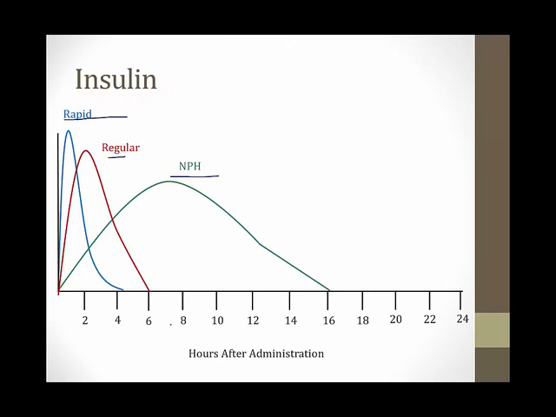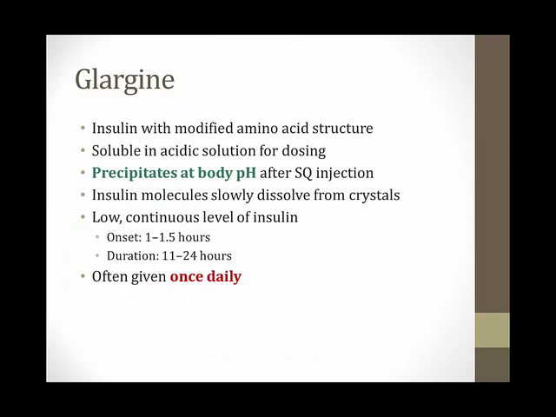The mainstay of insulin therapy used to be NPH once or twice a day with regular insulin at meal times. However, this has changed in the last few years because now the rapid-acting insulins are available. And in addition, instead of NPH, we now have two very long-acting insulins, Glargine and Detemir, which we'll talk about next. Glargine is insulin with a modified amino acid structure.